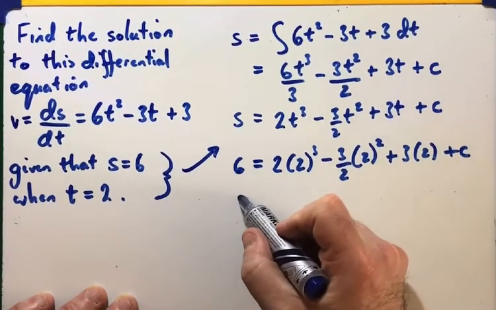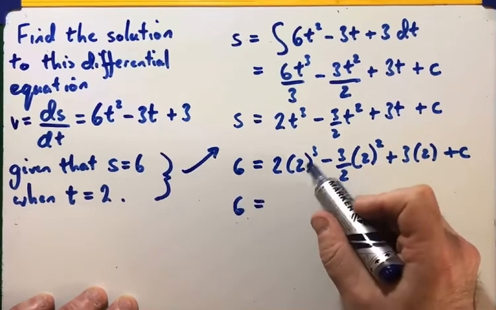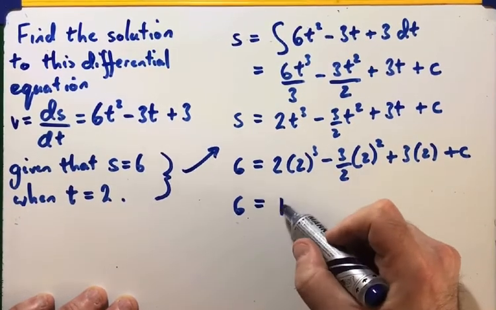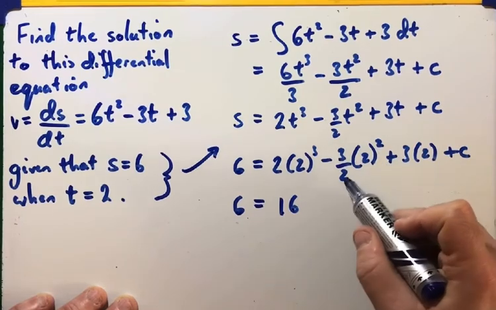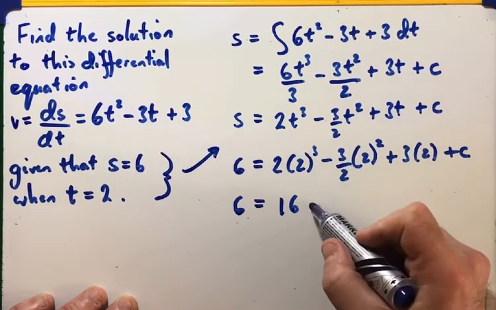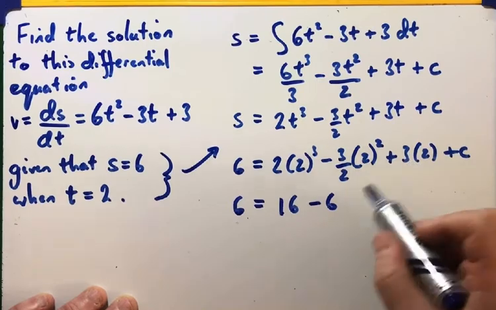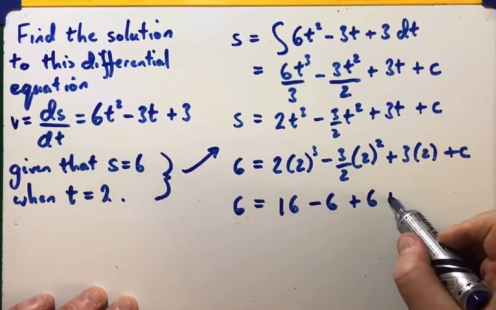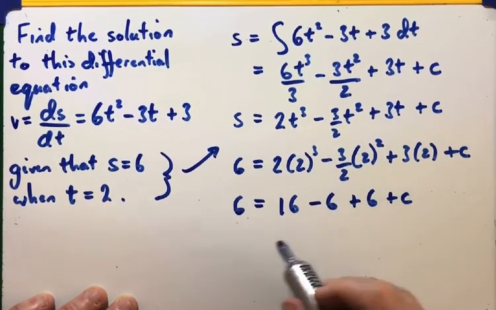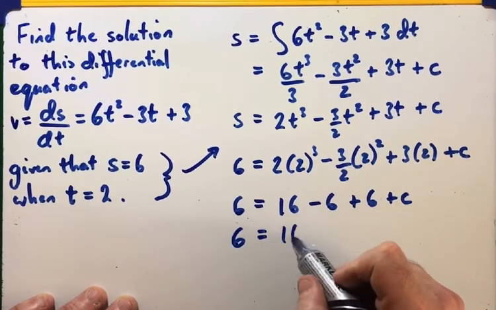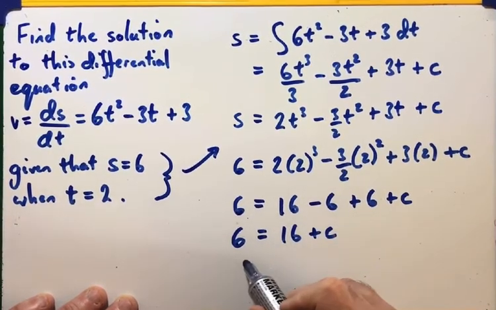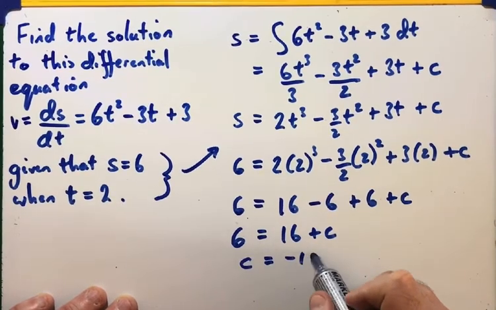Right, so let's have a wee look. That gives us 6. 2 cubed is 8, so that would be 16. 2 squared is 4. Divided by 2 is 2, times 3 would be minus 6. 3 times 2 is plus 6, plus c. So what we had is 6 equals 16 plus c. So c would be equal to minus 10.